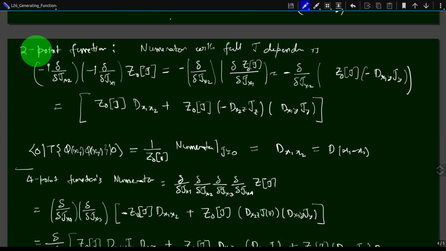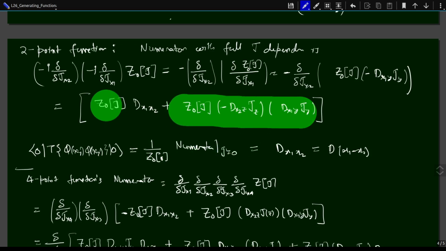Now, this is the numerator I got. To find the 2-point correlation function, I have to take 1 by z0 times the numerator evaluated at j equal to 0. When I take j equal to 0, this piece disappears, and z0j becomes z0, z0 0. That basically cancels out from here, and I have just dx1 x2, or in other words dx1 minus x2. Okay.